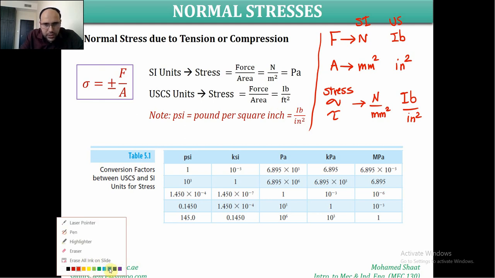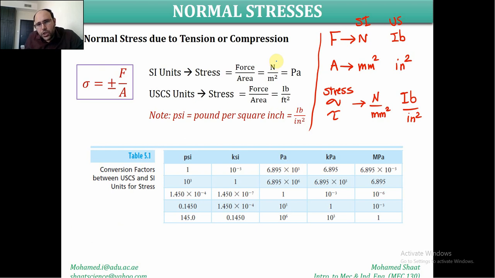Like, for example, this case. You should understand that this is very important: Newton over meter square is equivalent to Pascal. This unit is known as Pascal, as defined by him for the pressure. So Newton over meter square is equivalent to Pascal. This is pound over foot square, but we can convert to pound over inch square. Pound over inch square is equivalent to pound per square inch, which is PSI. PSI stands for pound per square inch, which is pound over inch square. It means that we can write this unit as PSI.